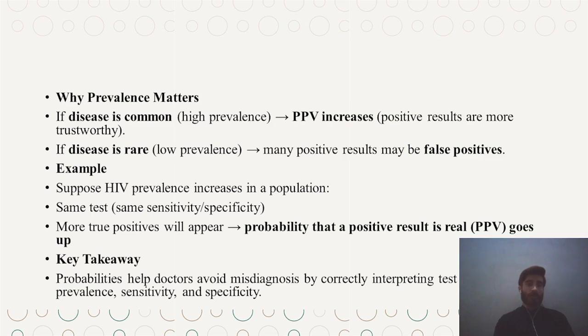For example, if a disease is common, positive predictive value increases. If the disease is rare, then many positive results may be false positives.